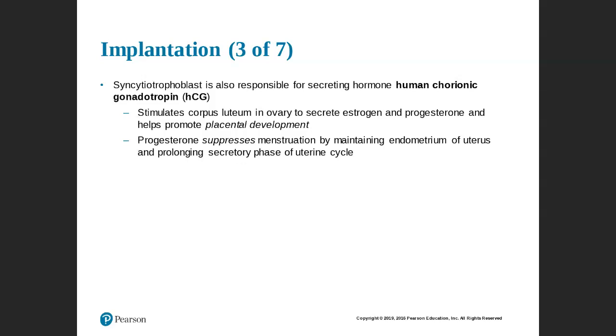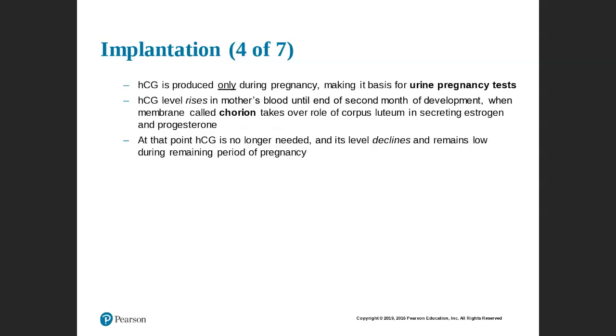Progesterone will suppress menstruation, and it does that by maintaining the endometrium of the uterus and prolonging the secretory phase of the uterine cycle. Remember, once you have that secretory phase, you're producing enough progesterone, which will effectively inhibit LH and FSH from being released, so you're not going to get ovulation. hCG is only produced during pregnancy, okay? So that makes it the basis for the urine pregnancy test.